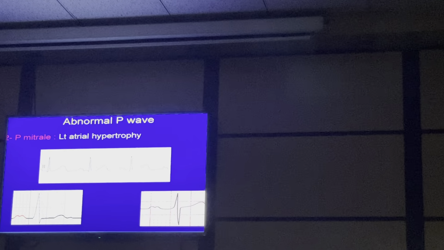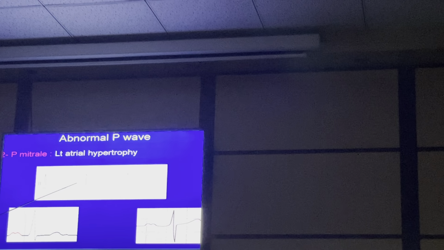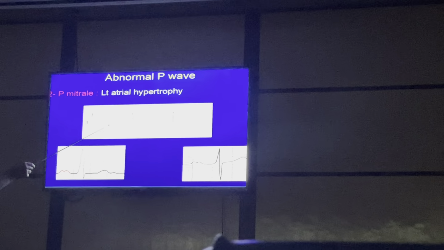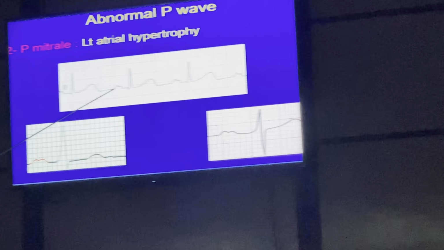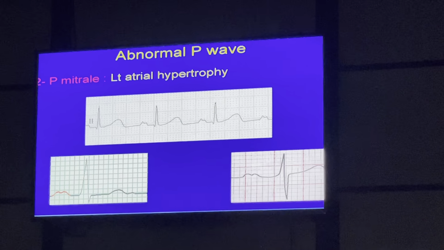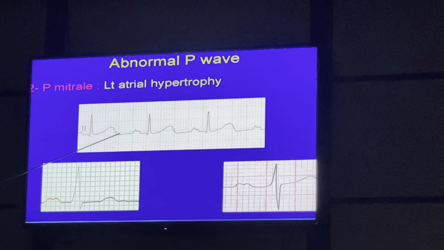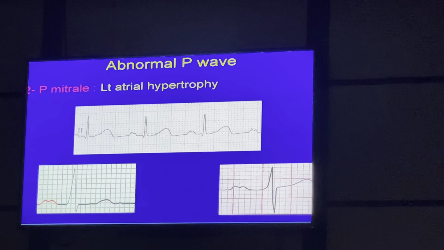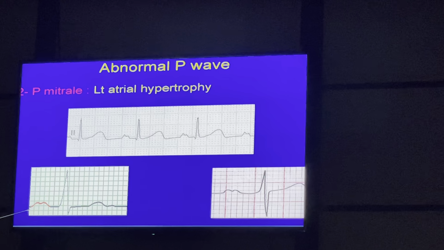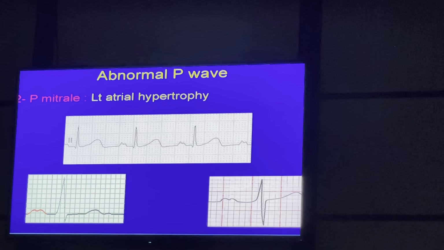Next, here is the P mitrale. You see, the first part in this lead is from the right atrium, and the second part is from the left atrium. In normal cases, these both superimpose on each other. But in P mitrale, the width increases, so it becomes separate from the right atrial P wave, so we call it P mitrale. Here you can also see this M pattern, or it is more than 2.5 small squares.